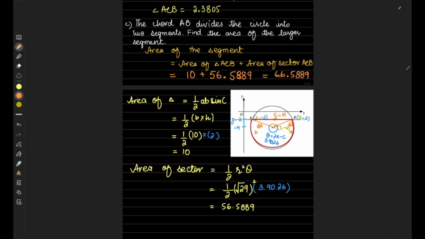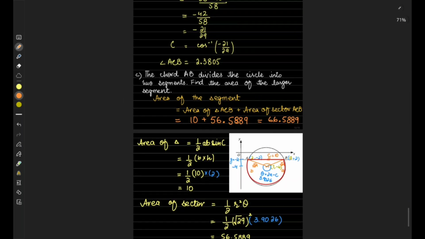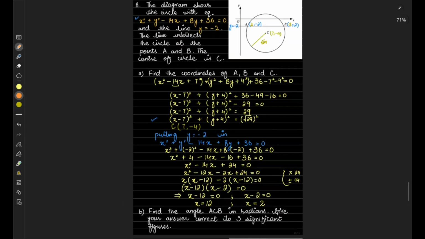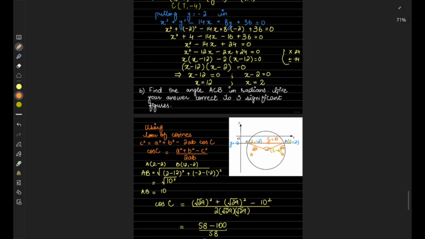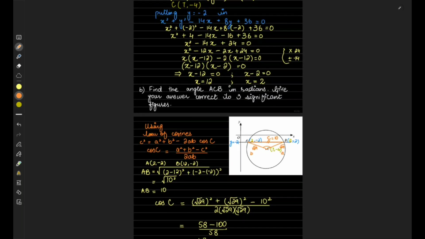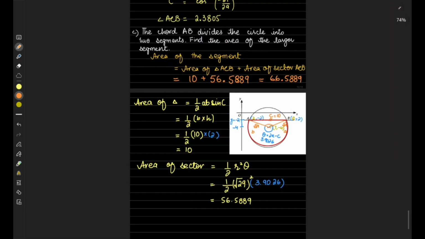Okay, so yeah, this is all about your question number 8. We found the center and the coordinates of points A and B. Then in part B, we found the angle C by using the law of cosines. And lastly, in part C, we found the area of the bigger segment, the larger segment, by finding the area of the triangle and the area of the sector that comprise that segment. That's all about your question number 8.